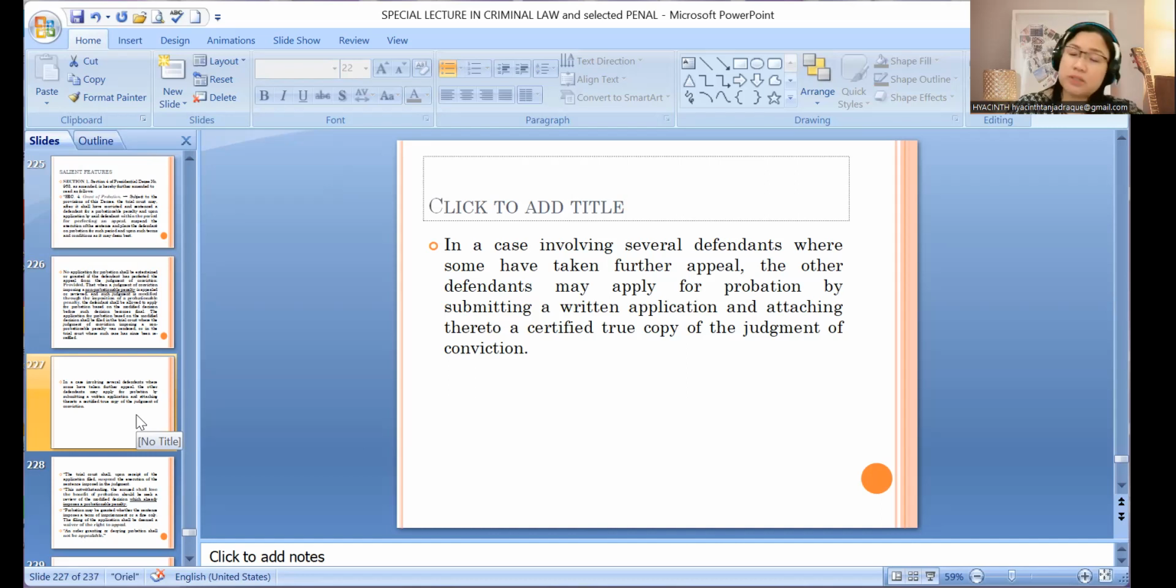Now, how about those accused who did not file an appeal? Can they also apply for probation? The answer would be no. Why no? Because their sentence, their judgment, has long become final. They had been serving sentence already. Okay, so they cannot apply for probation.